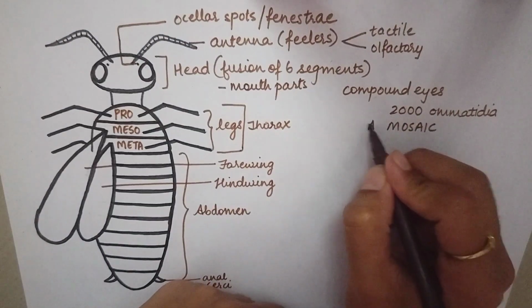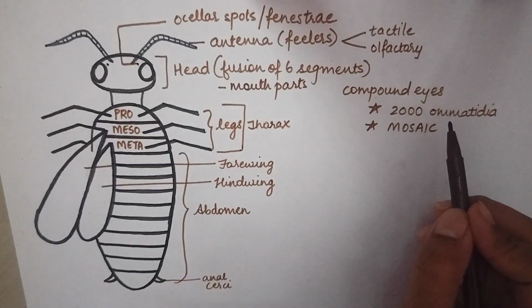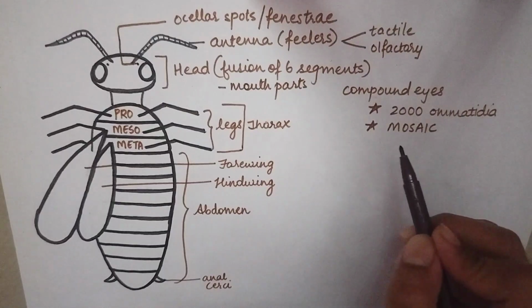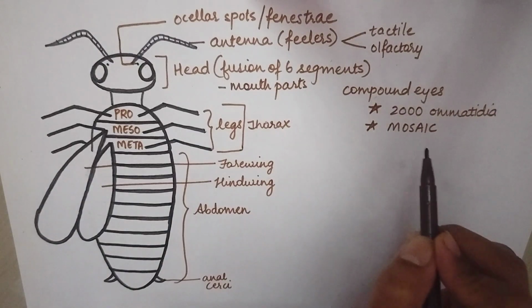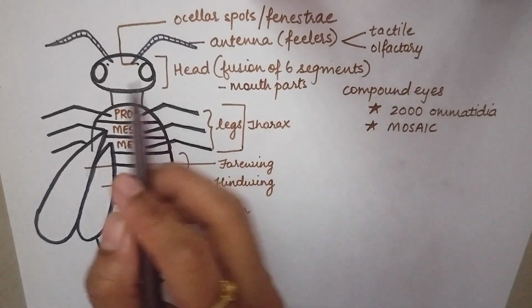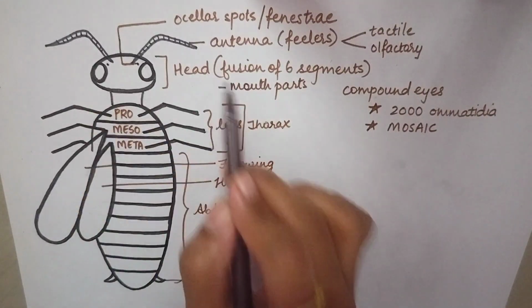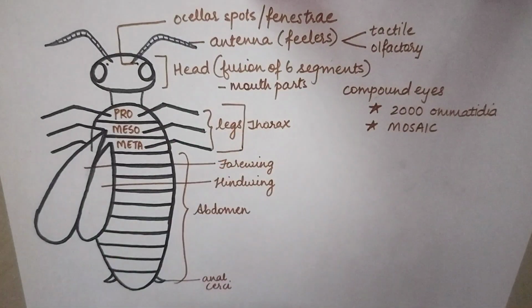It is very, very important. These 2 things: 2000 ommatidia and this mosaic image. The vision of the cockroach is called mosaic vision. It is blurry vision. Remember this because you can expect questions from this part. So these 2 are the compound eyes of the cockroach. In the head, we have ocellar spots, antenna and compound eyes. I hope the first part is clear.